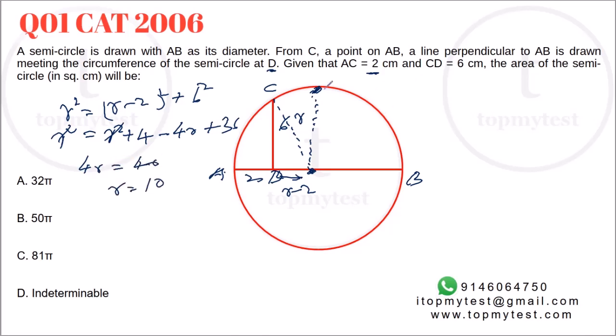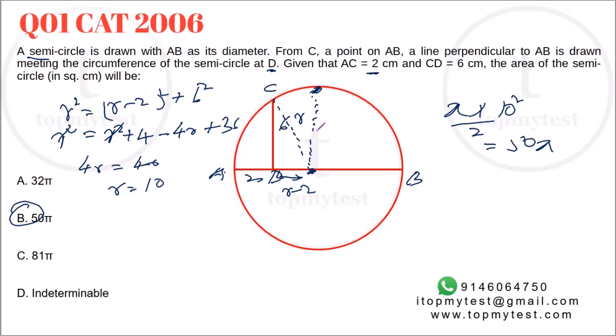Now I need the area of the semicircle, not the full circle. Area of the semicircle will be pi into 10 square divided by 2, which is 50 pi. Option B is your correct choice. The options actually save you. There are chances that you might take pi into 10 square, whereas you only need the semicircle, not the full circle. Pretty straightforward. The key concept was to figure out whether D is closer to A versus B.